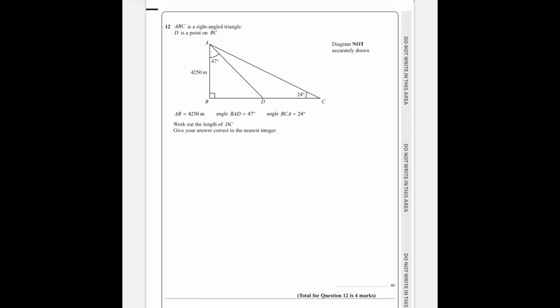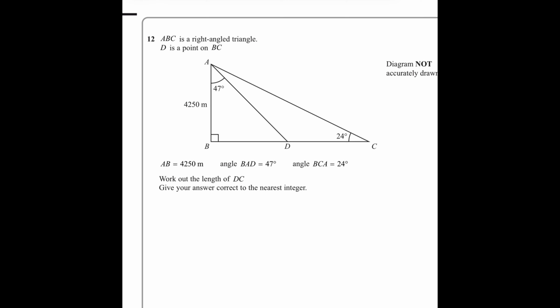Let's see. ABC is a right angle triangle. D is a point on BC. Nice. So we're given 3 values actually: AB, the angle of BAD, and BCA. We have to find DX. So immediately what I'm thinking is either the sine rule or the cosine rule, because you have a non-right angle triangle, and those are the 2 formulae that you should know, and they're on the formula booklet.